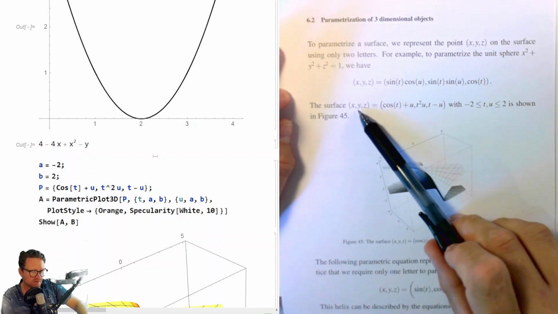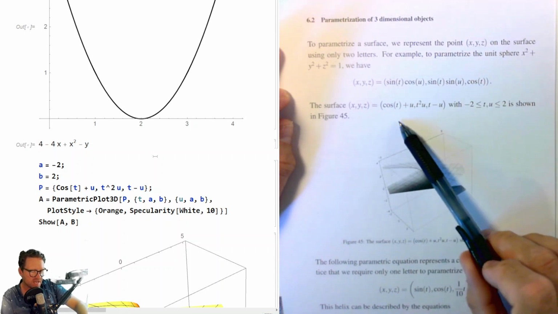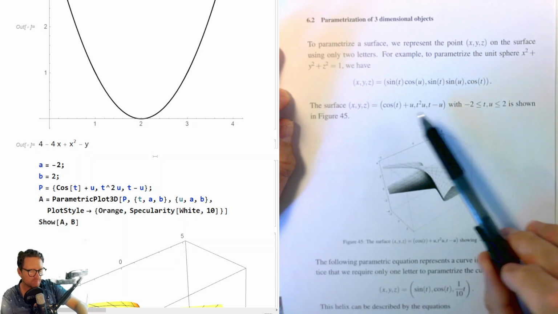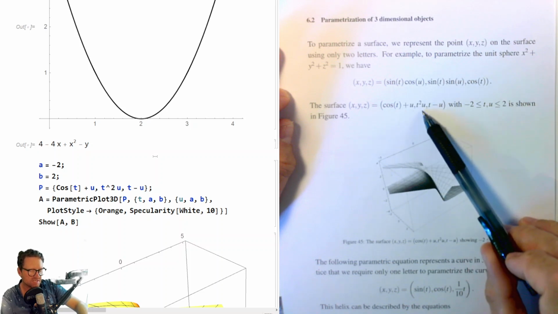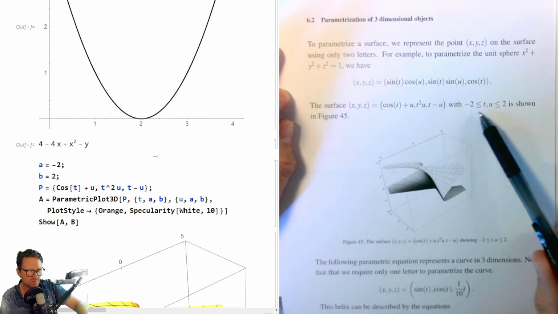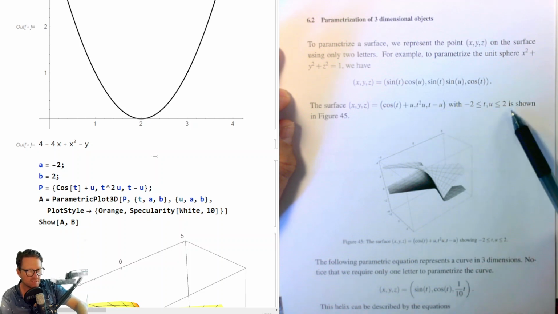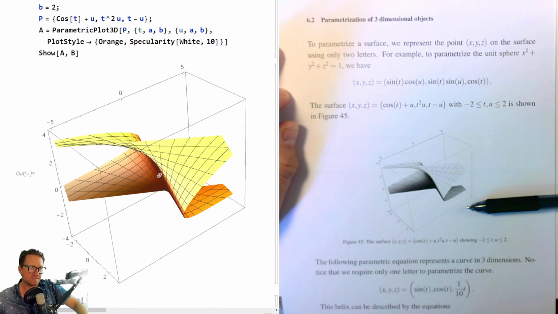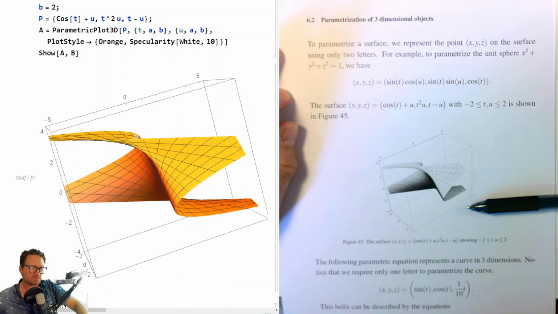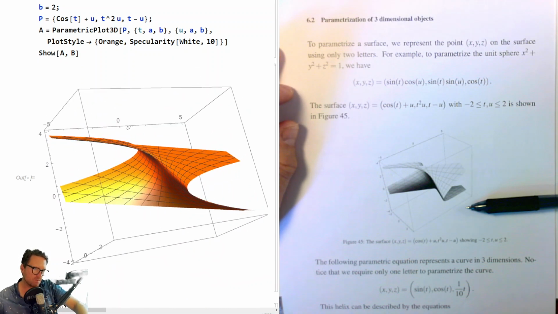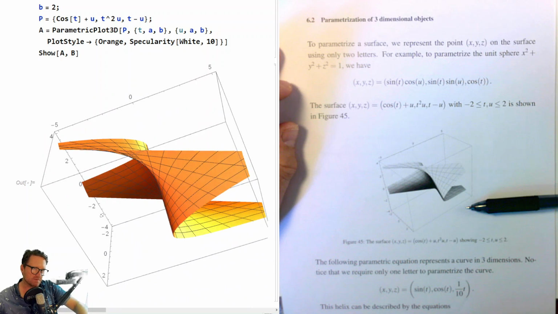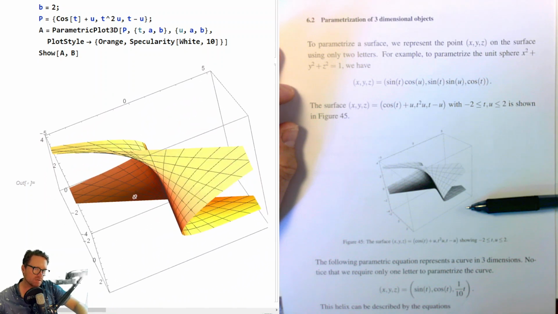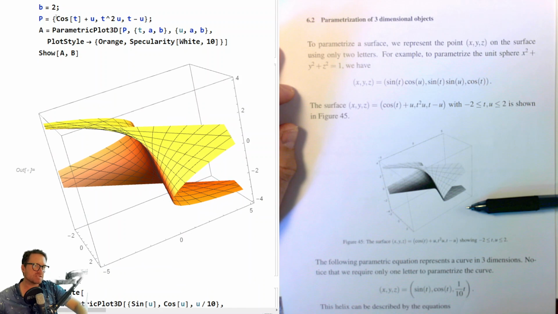Now another example, the surface x, y, z given in parametric form: cos t plus u, t squared, u, t minus u, with t between minus 2 and 2 and u between minus 2 and 2. This is shown in this figure below. If you want a better view of this, something like this. You can see that we have a surface here in 3D, and it's produced just from these 2 letters t and u.